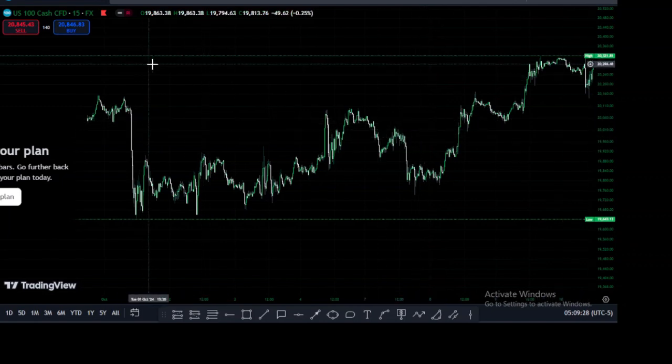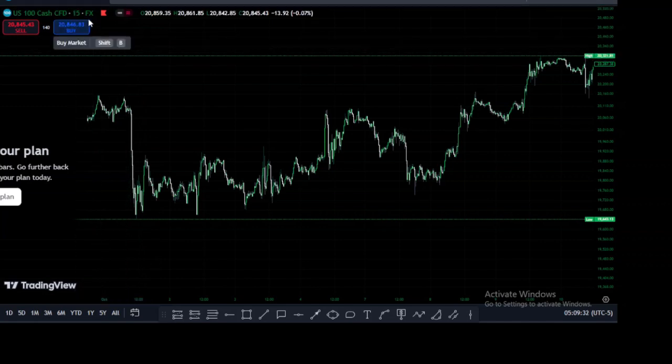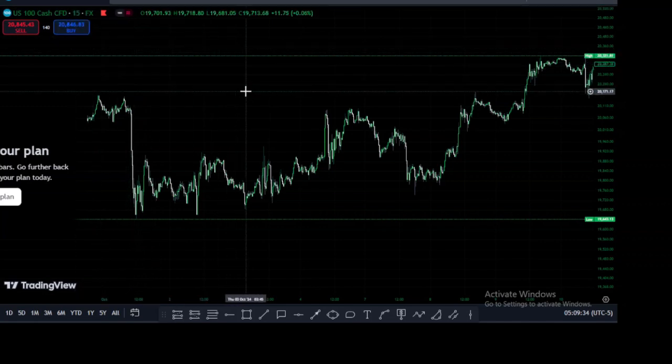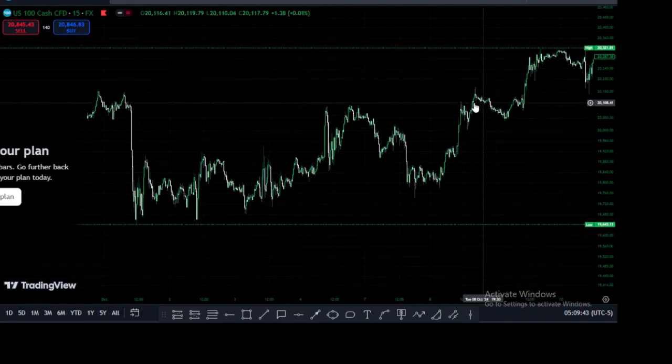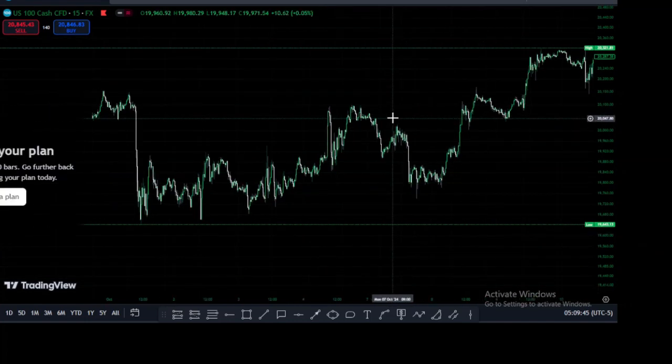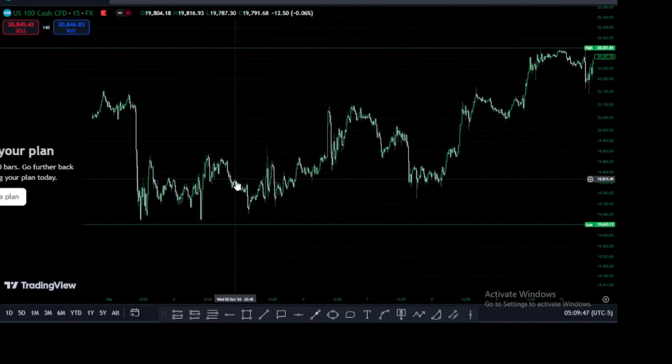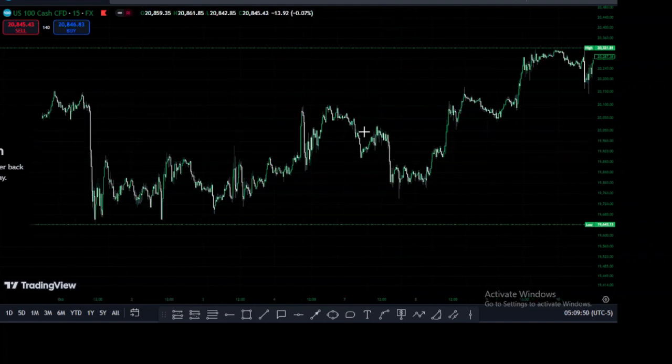So US 100, I'm going to be analyzing it with the 15-minute time frame because it's easier to analyze there, since the trade plays out as fast as it should. If we see the previous data over here, we can see that US 100 has been bullish. It has been creating higher lows.